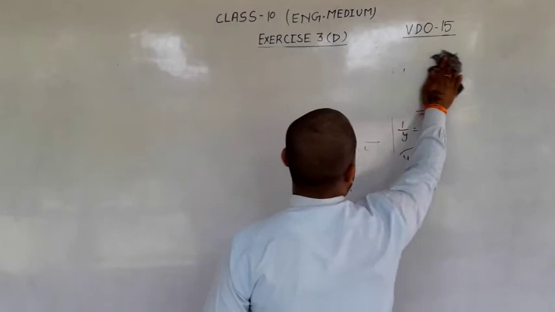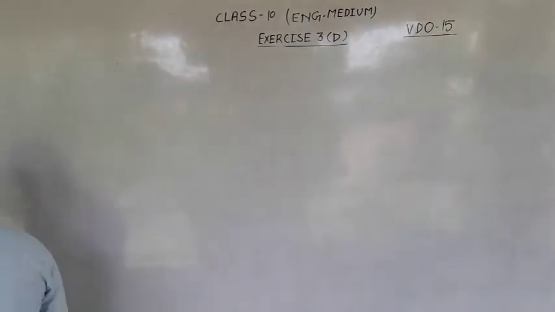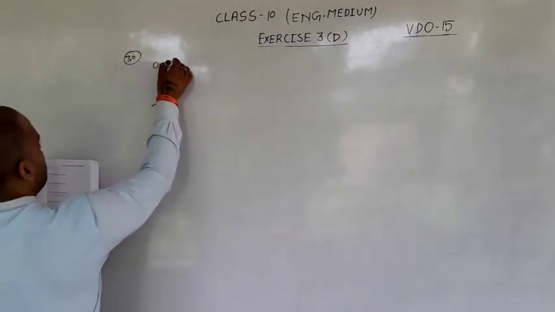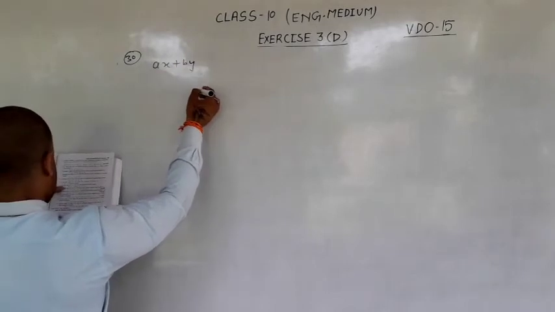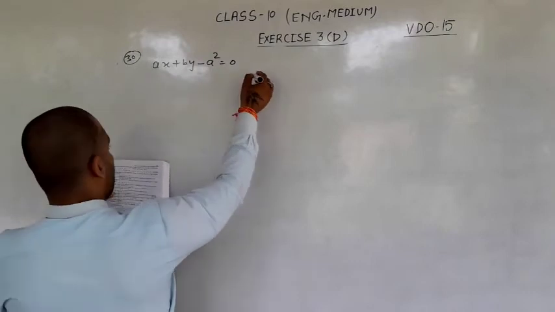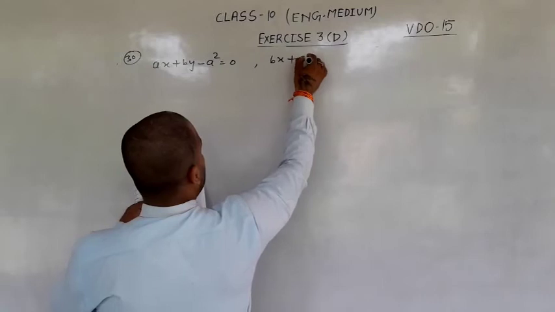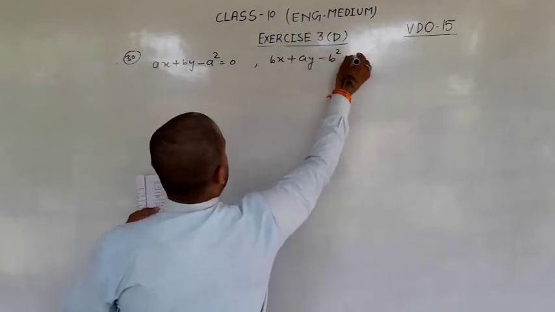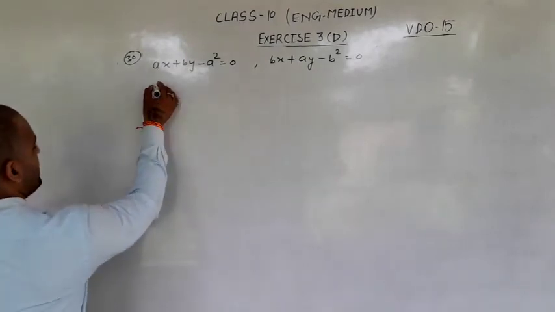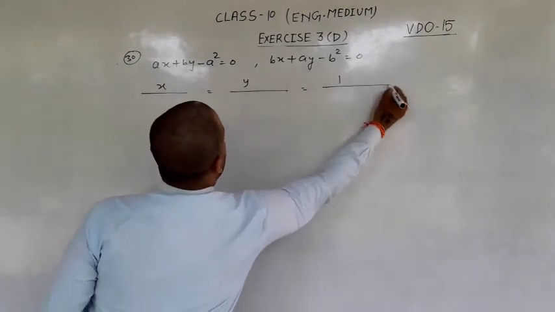In question number 30, the equations are ax plus by minus a square is equal to 0, and the second one is bx plus ay minus b square is equal to 0. We are using the cross multiplication method. So first, x upon, y upon, 1 upon.